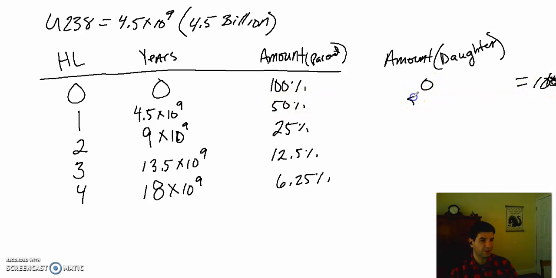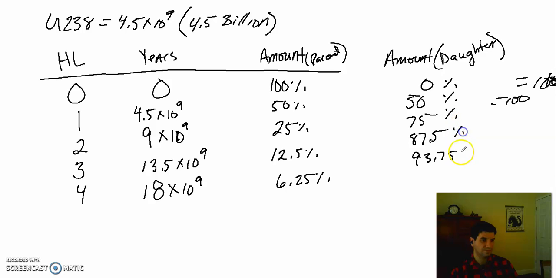50 for the parent plus 50 for the daughter equals 100. 25 plus 75. 12.5, what would that be? 87.5. And then for this one, that would be what? 93.75. So again, these are all in percentages. And that's just what the decay products turn into.